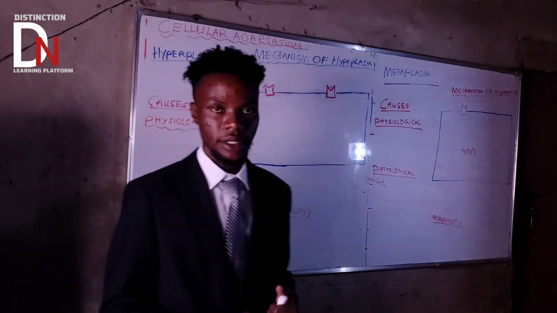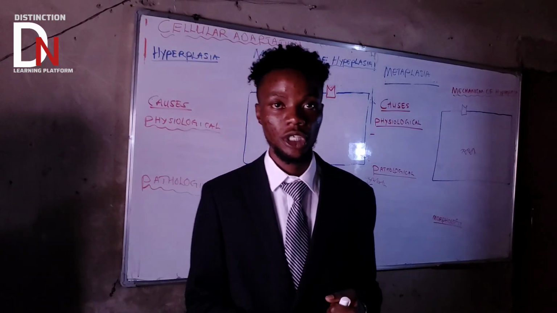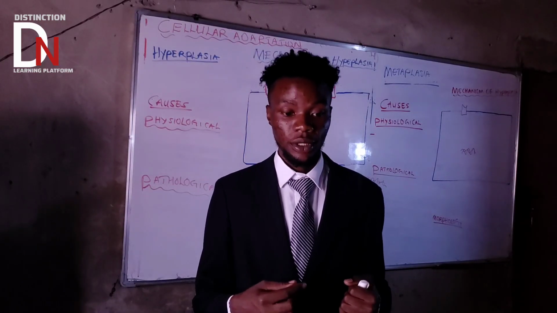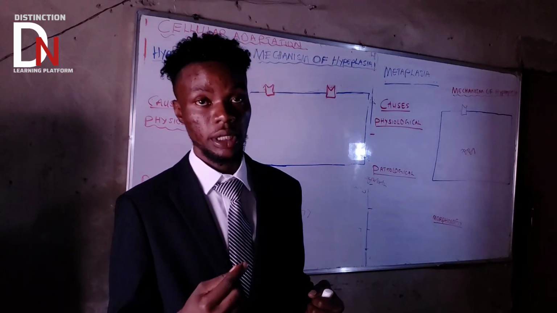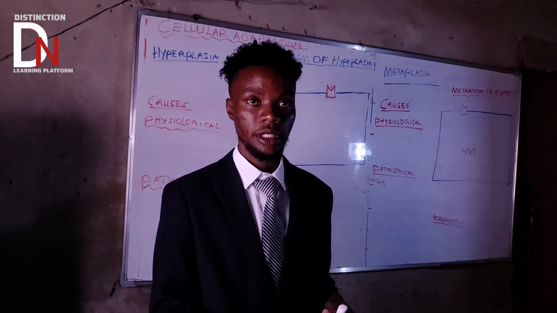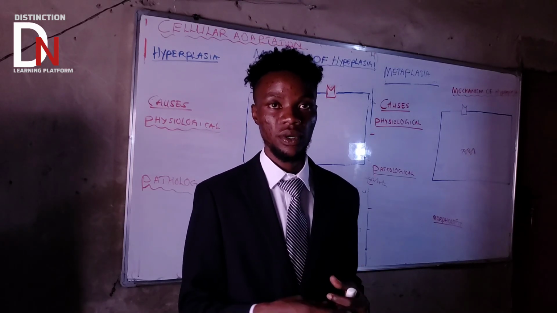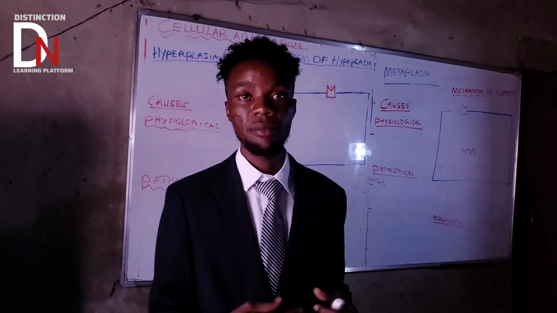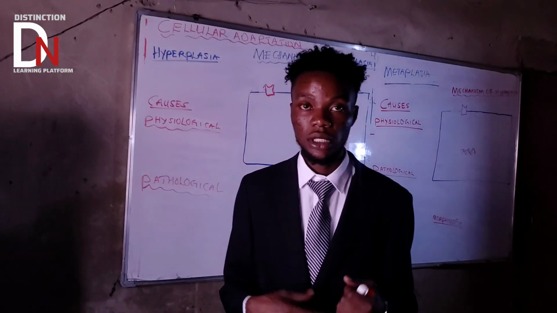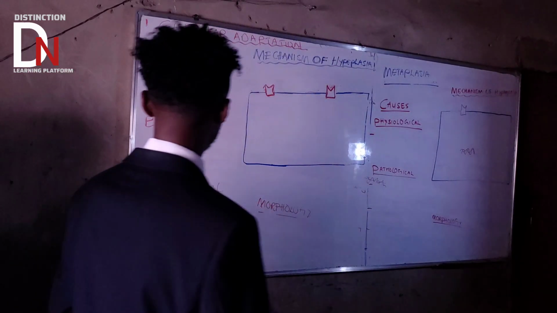Okay. So what is cell adaptation? Remember that cell adaptation is a reversible change of cells that is due to what? The change in the environment. Okay. If the environment surrounding the cell changes, a cell has to adapt by undergoing cell adaptation so that it can maintain its intracellular homeostasis. Okay, so now let us talk about hyperplasia.